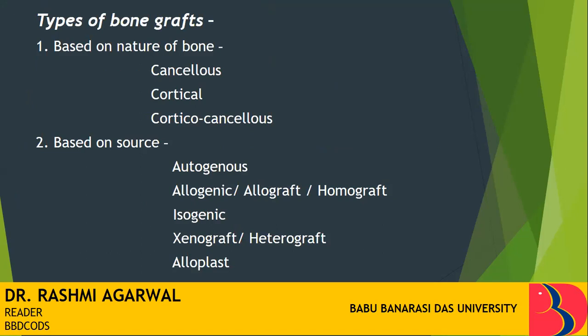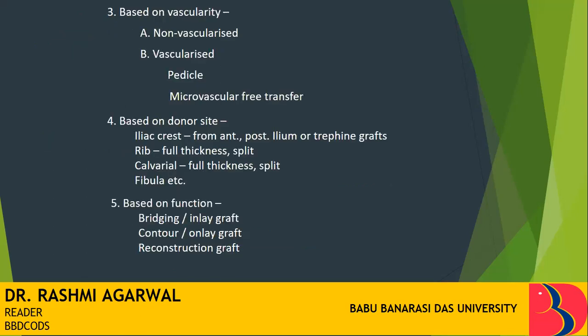Types of bone graft based on the nature of the bone: it may be cancellous, cortical or corticocancellous. Based on the source: autogenous bone graft, allogenic or allograft or homograft, isogenic or xenograft, or alloplast. Based on the vascularity, it may be non-vascularized or vascularized. Vascular flap bone graft may be pedicled or microvascular free transfer bone graft.